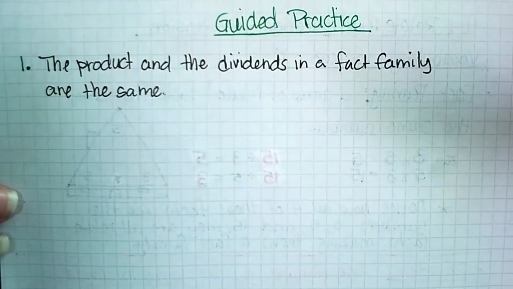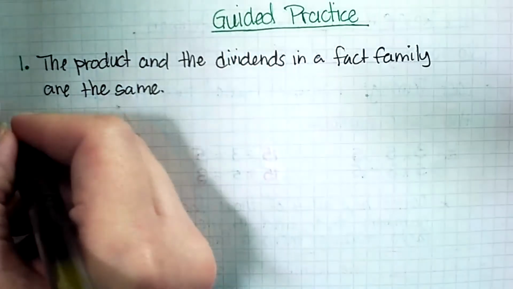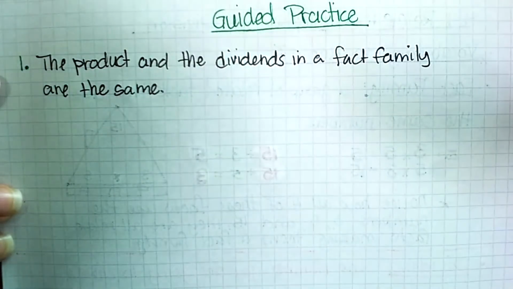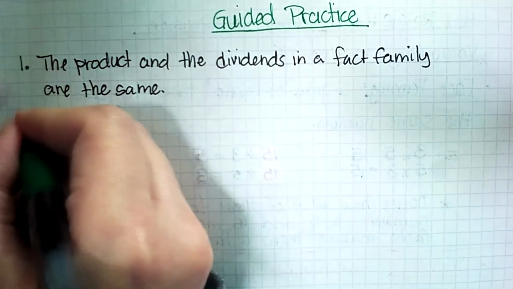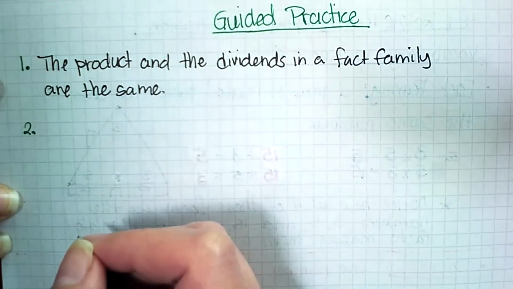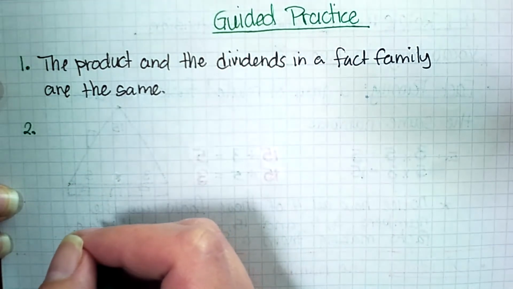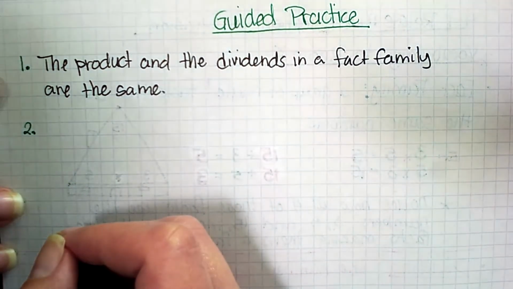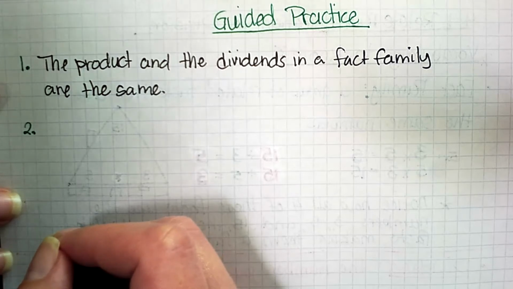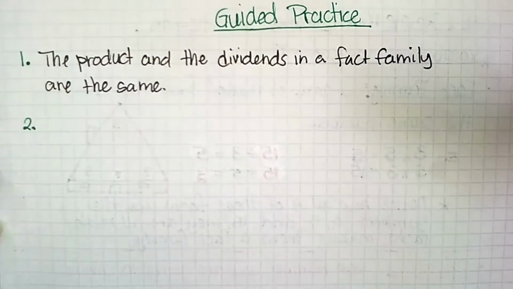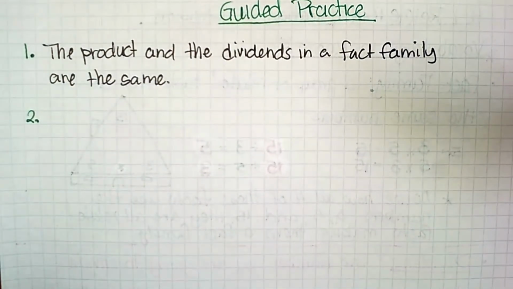Now let's take a look at number 2. It says 4 times 6 equals 24. Is 4 times 6 equals 24 part of the fact family for 3, 8, and 24? Explain. Now, what did we learn about fact families?